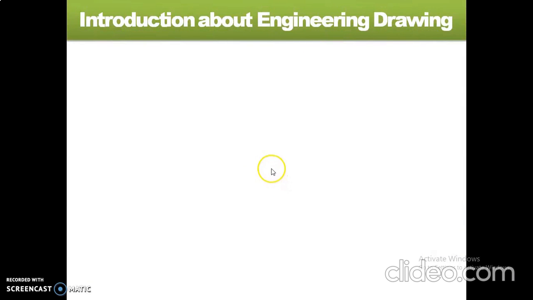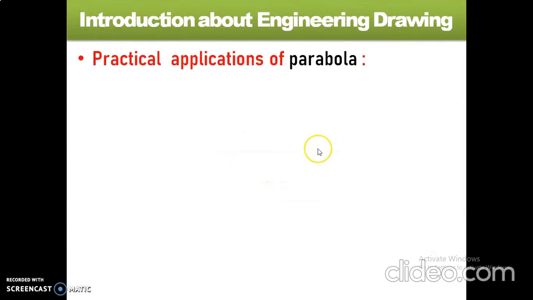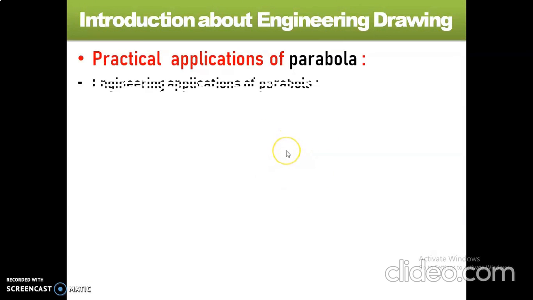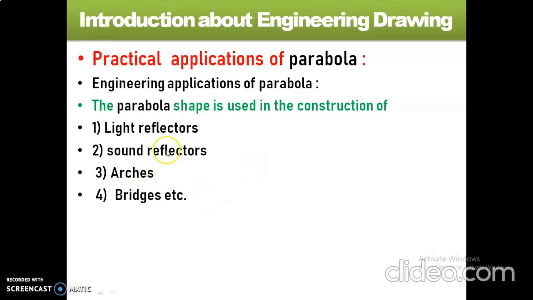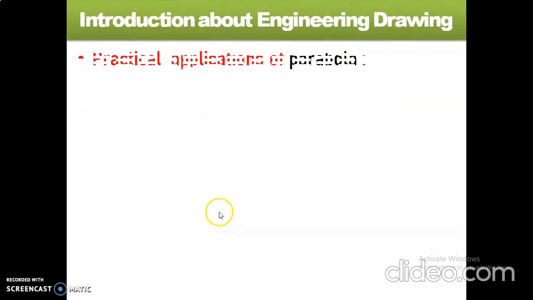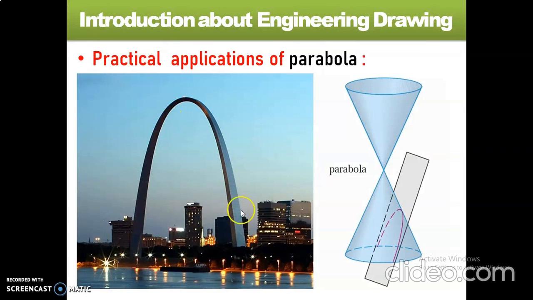Next, practical applications of the parabola. The parabola shape is used in the construction of light reflectors, sound reflectors, arches, bridges, etc. So these are the practical applications of the parabola. Generally the parabola shape is used in the construction of bridges. See, this is a bridge in a parabola shape.